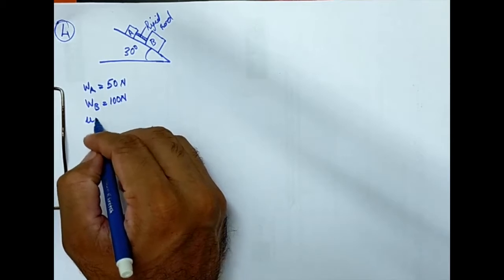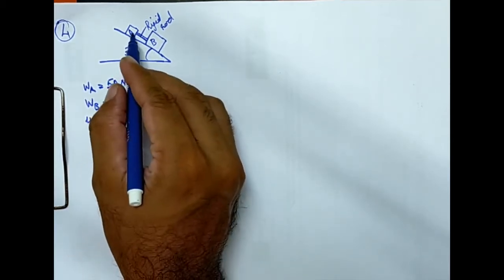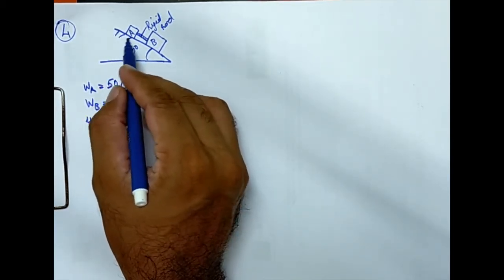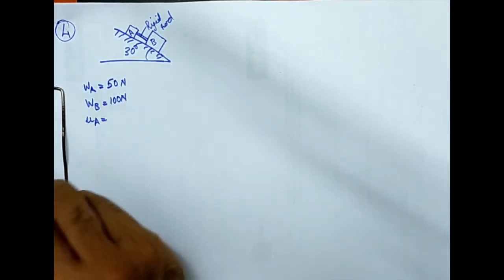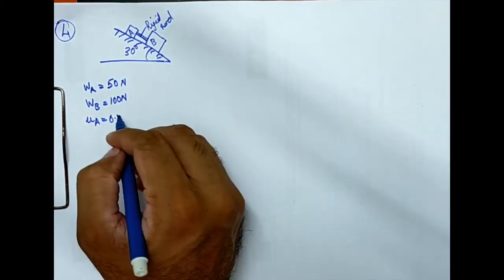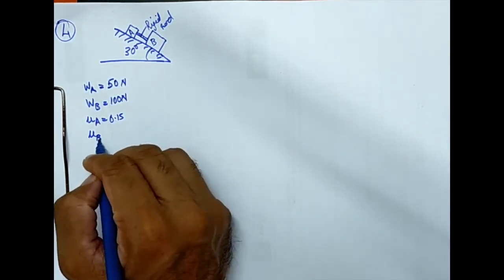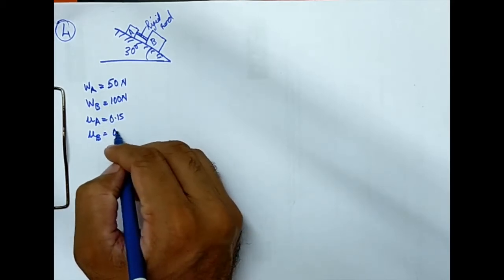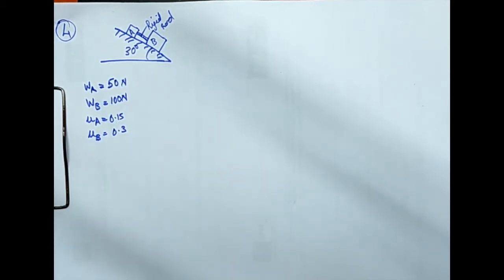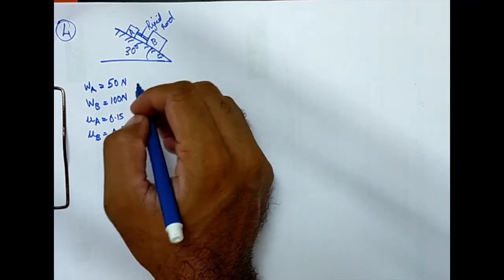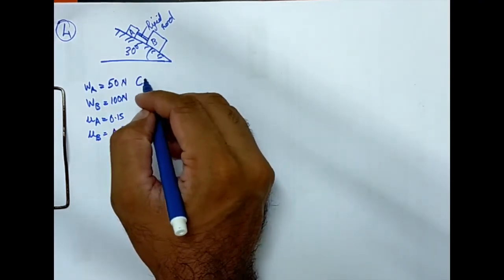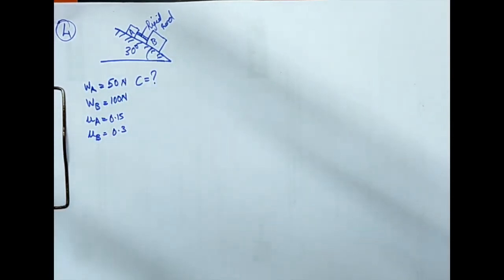then mu A, that is the coefficient of friction between block A and the slope surface, is 0.15, and mu B is 0.3. And we are supposed to calculate the force in the rigid rod. And here I am assuming that force to be compression.